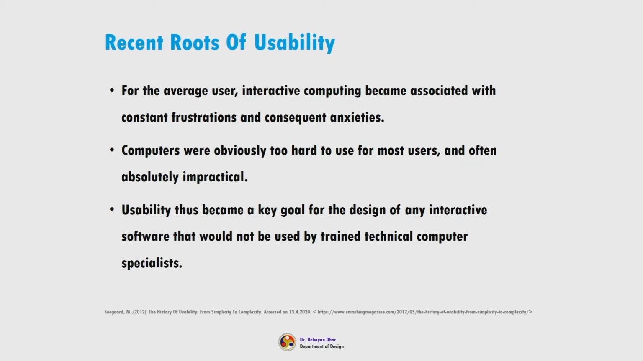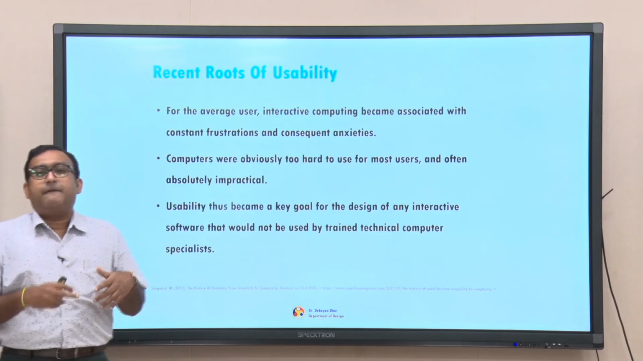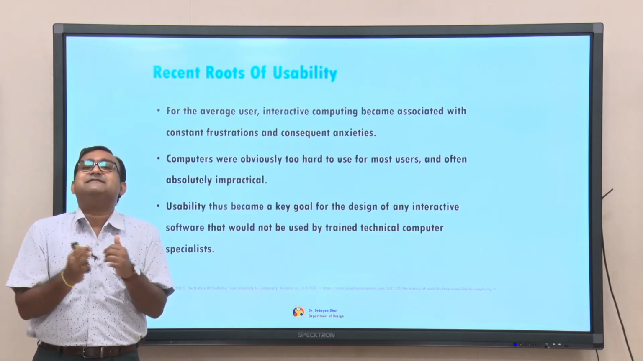Now, computers were obviously too hard to use for most of the users, and often they turned out to be impractical. People couldn't use them. Those who bought them and started using them failed in adopting those computers. So, usability became a key goal for the design of any interactive software that would not be used by trained technical computer specialists. That's how the concept of usability started.